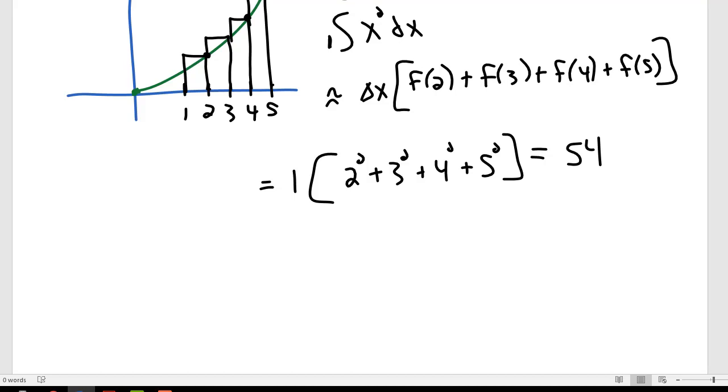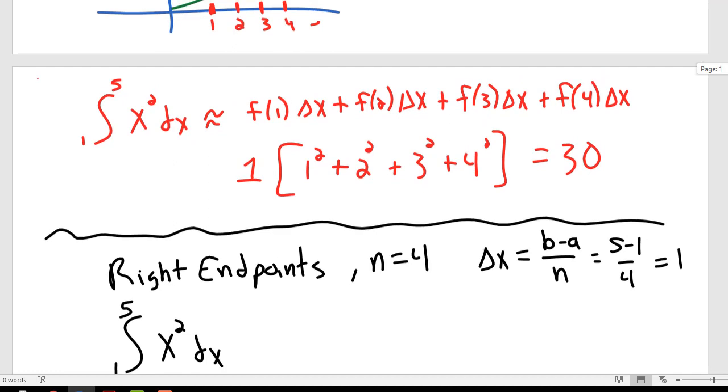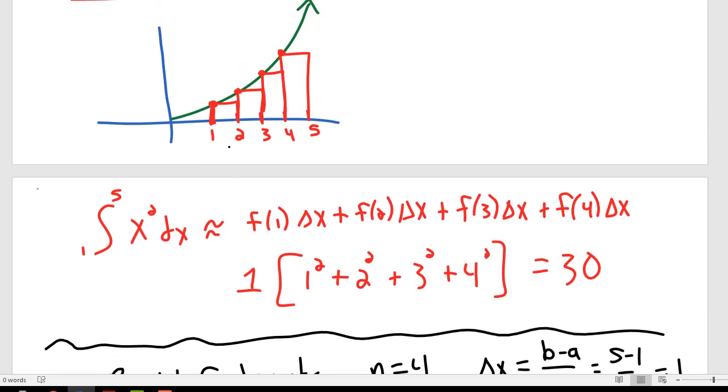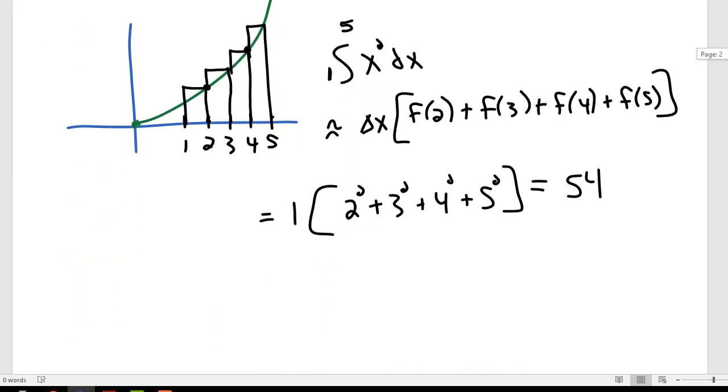Now, if we stop for a second, you usually have this conversation in a Calc 1 class. For this particular shape of graph, because it's increasing, the right endpoints have extra area. Here's some extra area, I have some overhang, if you will. So this is an overestimate. And if we come back to the left endpoints graph, we can see that all of these rectangles have some underestimate. We have some pieces that are under the curve. So the 30 value that we got here is an underestimate. So we're somewhere in between 30 and 54.